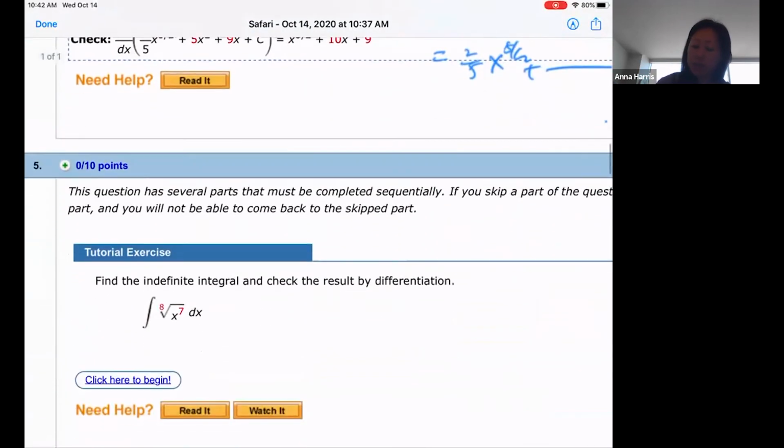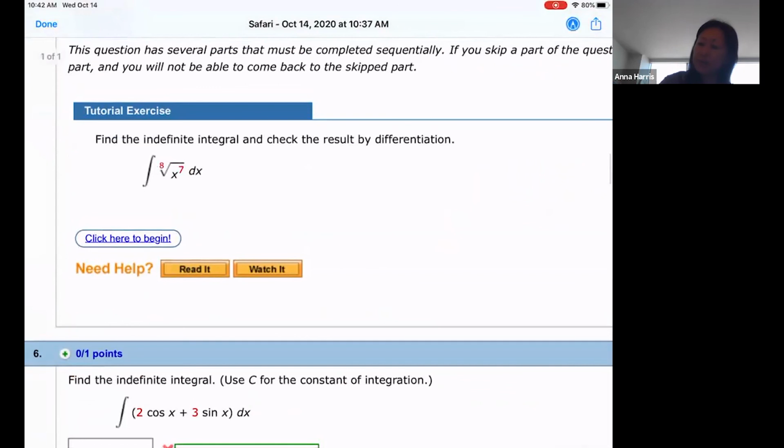All right, so what about this? You got to rewrite this problem also, right? This means x to the what? That's your index. Index is your numerator power. That's the same as x to the 7/8 dx.